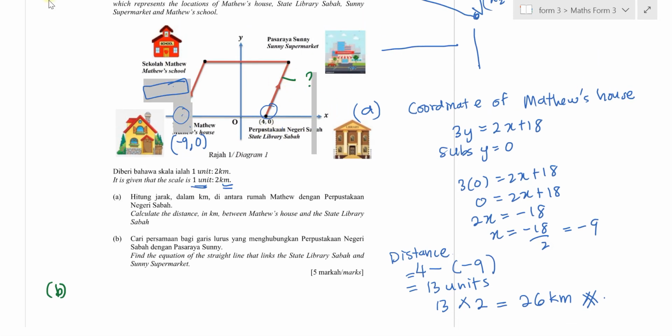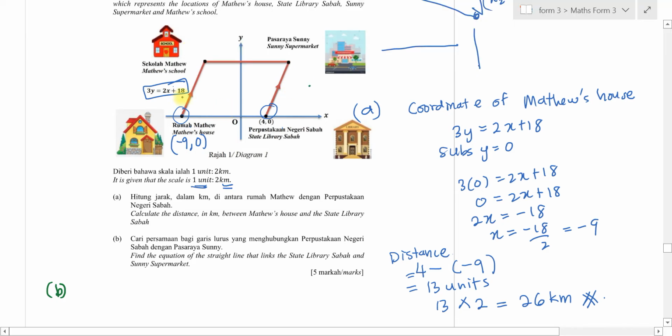The extra information you need to take note of is that this is a parallelogram. If it is a parallelogram, opposite sides must be parallel. So don't immediately put 2 as the gradient here. We must arrange this into y equals mx plus c: 3y equals 2x plus 18.